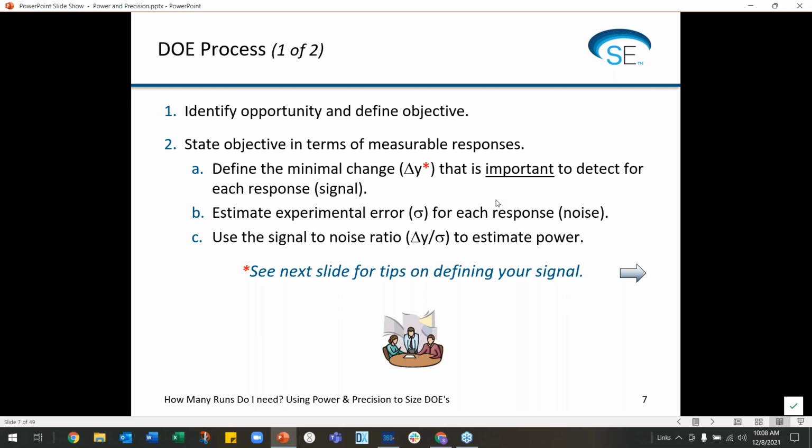You have to decide what is a reasonable set of data to use to estimate the standard deviation, but it should include normal variation that you would find in your process, day-to-day process variation. And then we put those two numbers together to form a signal-to-noise ratio, which we use to estimate power. Okay, so let's go back up to A and talk about defining that minimum change in a response.